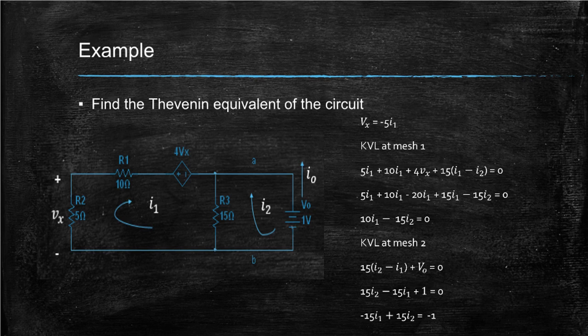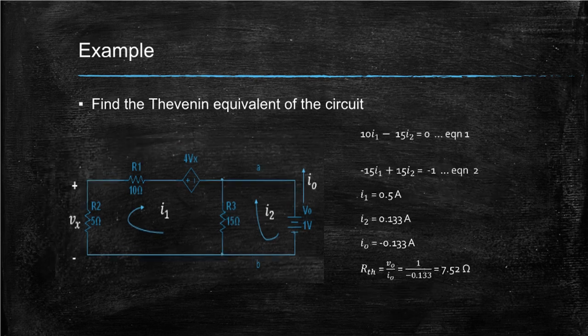After doing the analysis, we are left with two equations, one for each mesh. Solving these two equations yields the mesh currents. Using I2 we can find the current I0 of the applied voltage source V0. We can find our RTH using Ohm's law. Using the applied voltage and the current through it, we found our RTH to be 7.52 ohms.